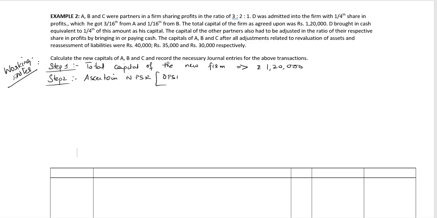OPSR between A, B and C is given in the sum as 3:2:1. Also, it says D was admitted into the firm with 1/4 share in profits, which he got 3/16 from A and 1/16 from B. So we have that the sacrifice of partner A is equal to 3 divided by 16 and the sacrifice of partner B as 1 divided by 16.